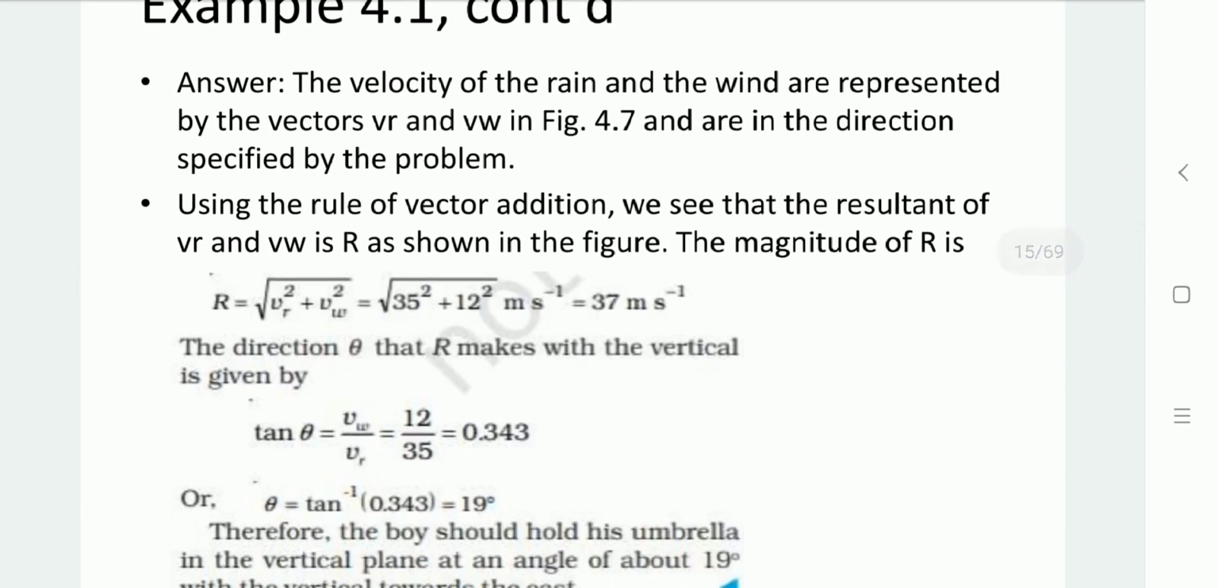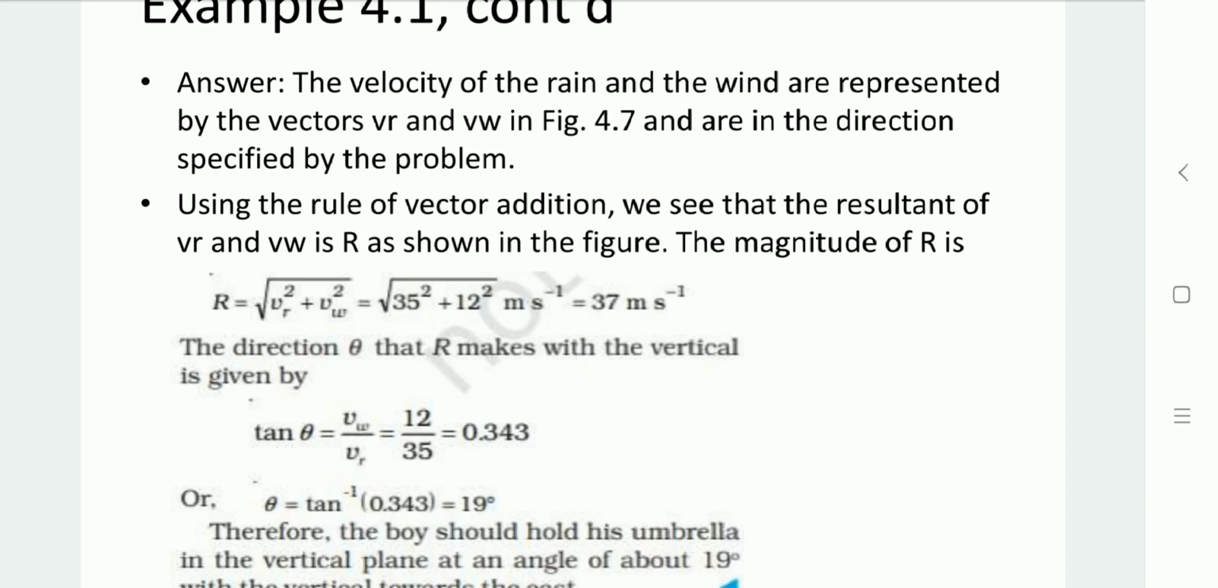Here, the velocity of the rain and wind is represented as we can see in the diagram. While we want to define its resultant vector, we are using vector addition. So R would be the resultant vector in terms of magnitude. R equals the square root of VR squared plus VW squared, where VR is the rain vector and VW is the wind vector.